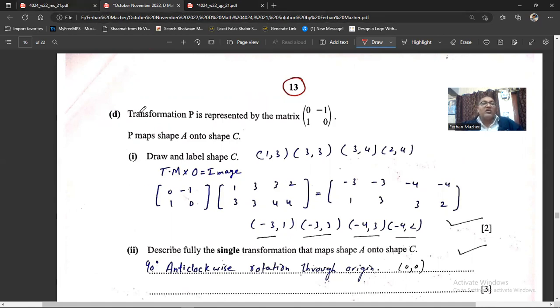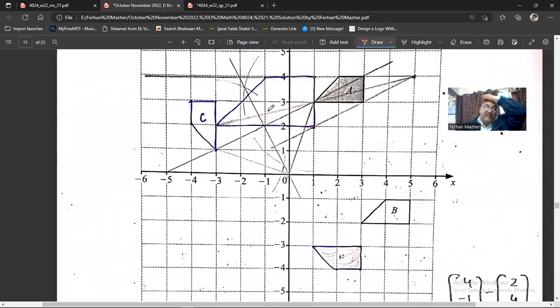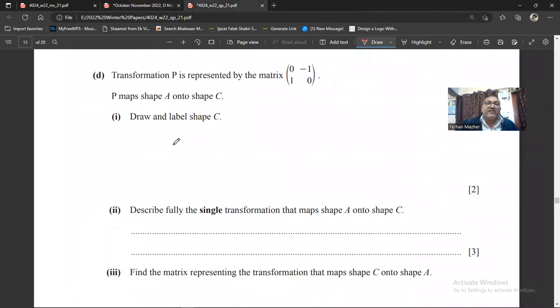So we will draw that shape and we will name it C. When you plot these points, these points are here. So when you plot these points and join them, you will get this figure. This is the C figure.